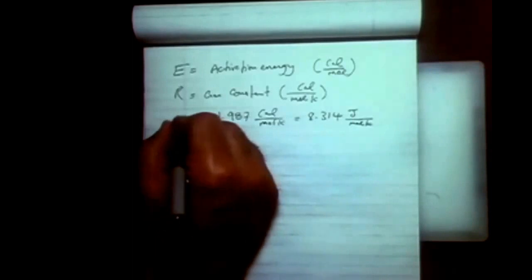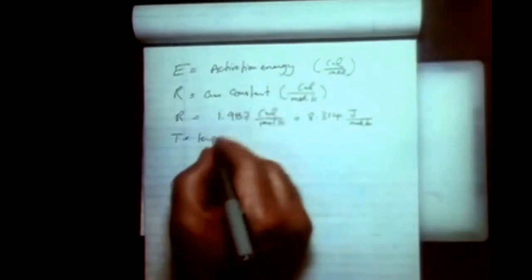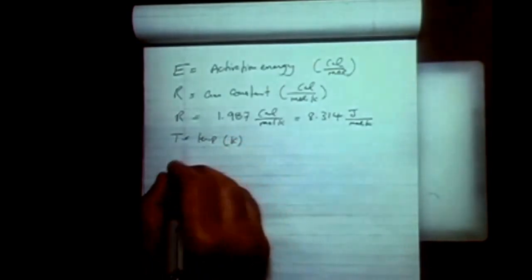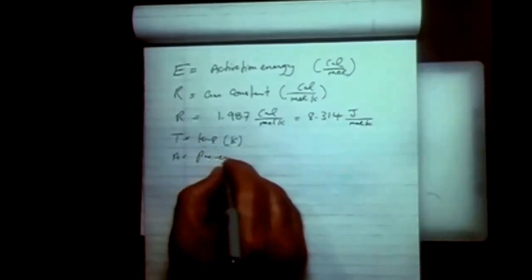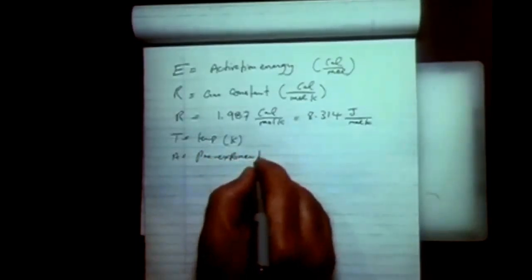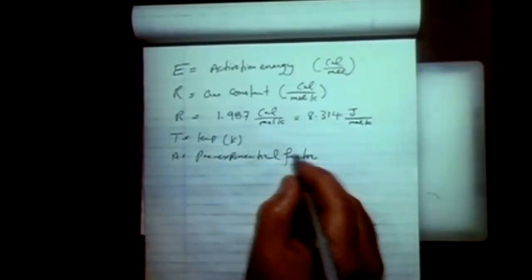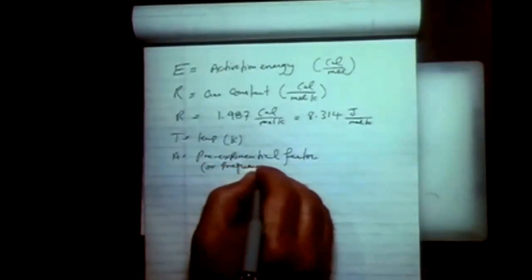T is obviously the temperature, and if you use this temperature set, it would be in Kelvin. A is the pre-exponential factor, or frequency factor, and it has the unit of k, obviously.